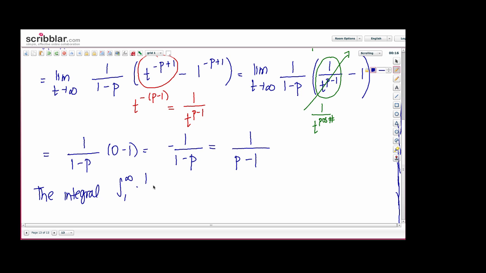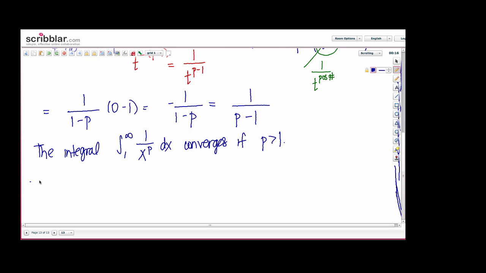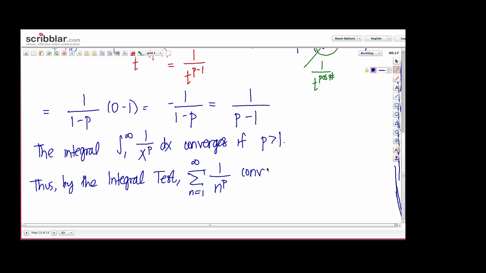So what we've seen here is that the integral from 1 to infinity of 1 over x to the p dx converges if p is greater than 1, and in particular the integral converges to 1 over p minus 1. Thus, by the integral test, we get that the series sum from n equals 1 to infinity of 1 over n to the p converges if p is greater than 1.